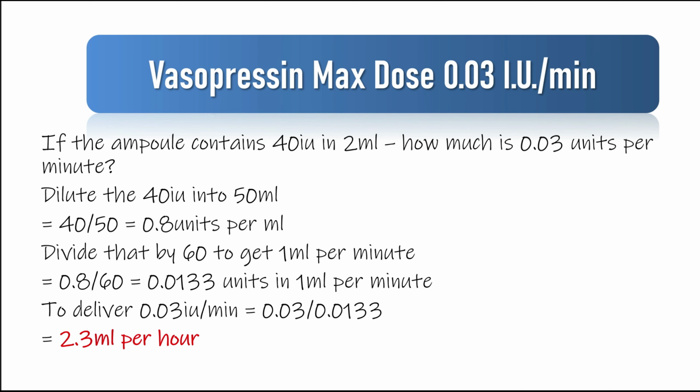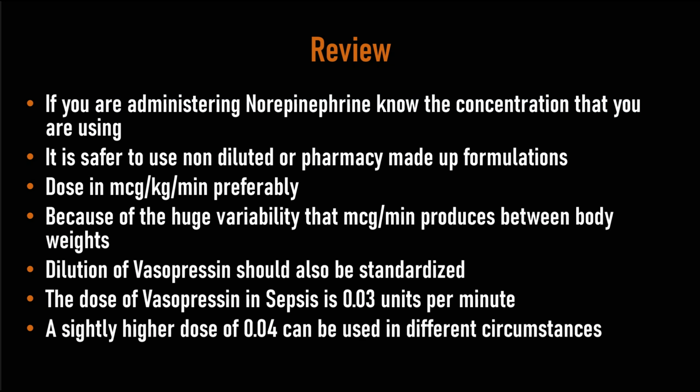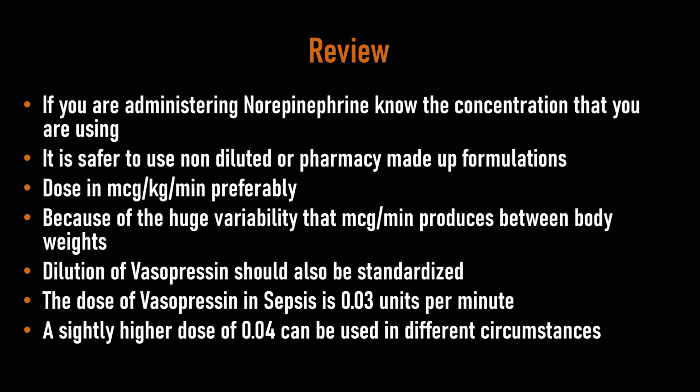Now let's review this tutorial. If you are administering norepinephrine, noradrenaline, you need to know the concentration that you're using. It is safer to use non-diluted or pharmacy-made-up formulations to avoid user error. The dose should be in micrograms per kilo per minute, preferably, because of the huge variability that mics per minute produces between body weights. The dilution of vasopressin should also be standardized, and the dose of vasopressin in sepsis is 0.03 units per minute. A slightly higher dose of 0.04 can be used in certain circumstances.